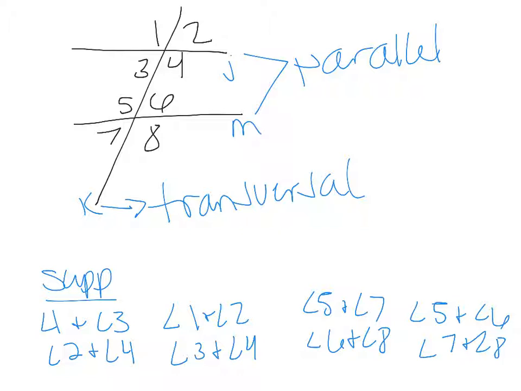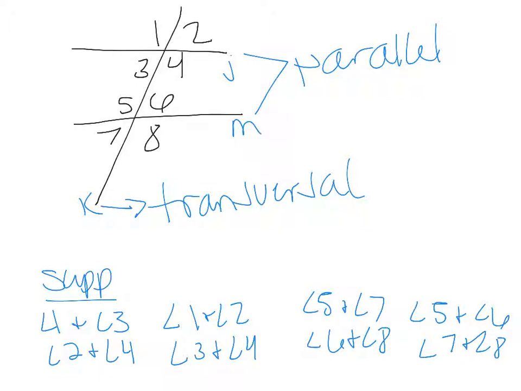Okay, the next one, we don't really work with adjacent angles, so don't worry too much about that one. Vertical angles is the next one, and honestly, all that is just going to be angles that are across from each other. So in that case, your vertical ones are going to be 1 and 4, and 2 and 3, because they are across from each other. So 1 and 4, 2 and 3, 5 and 8, 6 and 7 are going to be your vertical angles.